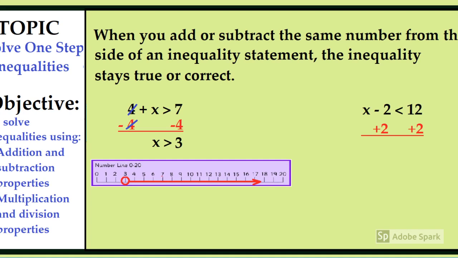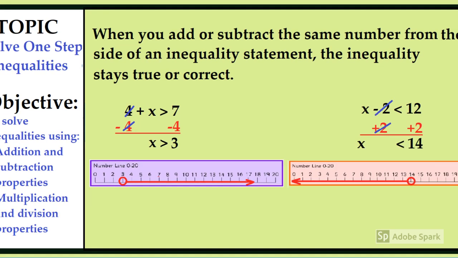Now, let us work on the second example. It is x minus 2 is less than 12. What are we going to do? There's the variable and the number on the left side, so it's negative 2. We're going to add 2 on both sides. Now we can eliminate 2 on the left side. Negative 2 plus 2 is equal to 0, and 12 plus 2 is equal to 14. Therefore, x is less than 14.